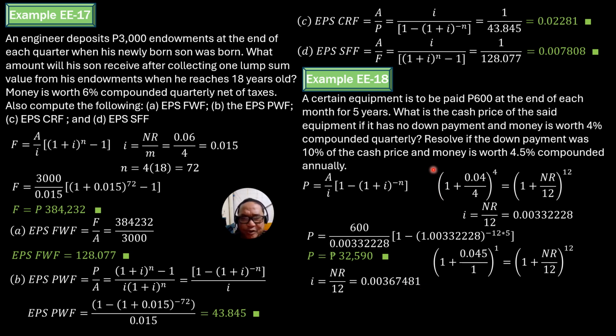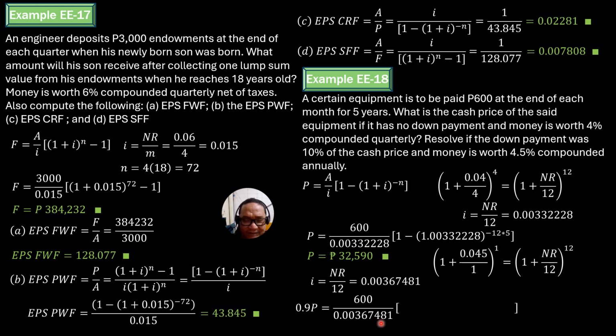So for this case, because there is a down payment of 10%, that means that the present worth of these equal payments will be equated to just 90% of the cash price, because there is a down payment of 10%, which of course happened at the beginning of the first month, at the beginning of the first period. So that's why 0.9P is equated to this present worth value of annuity.